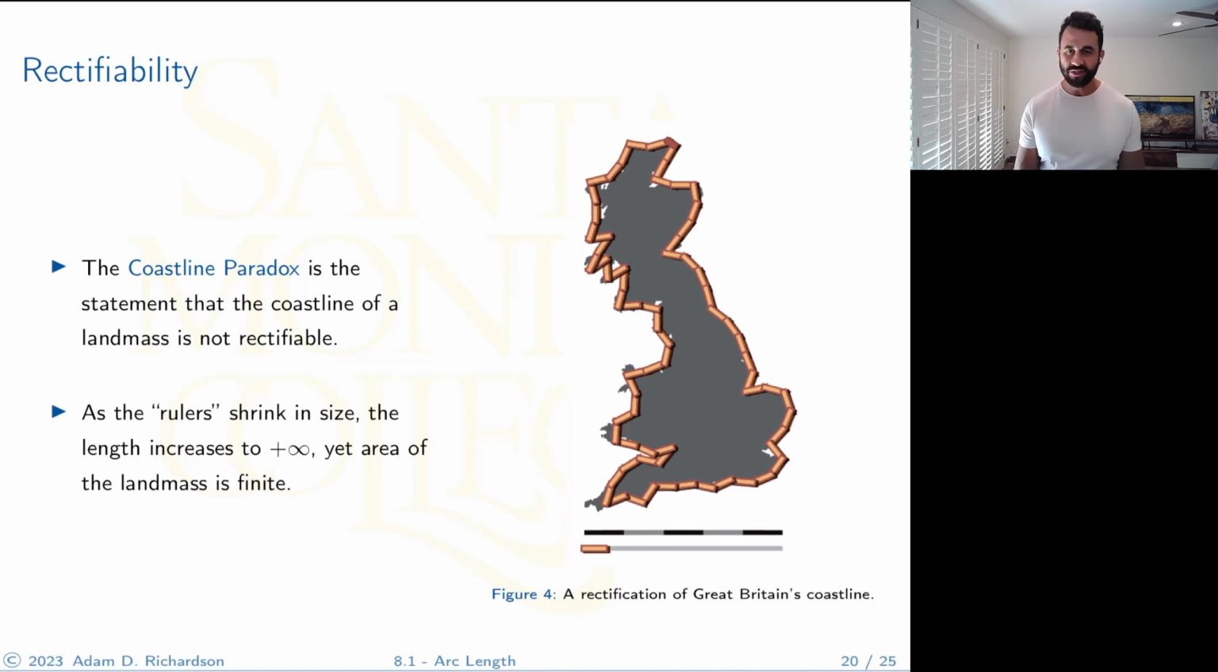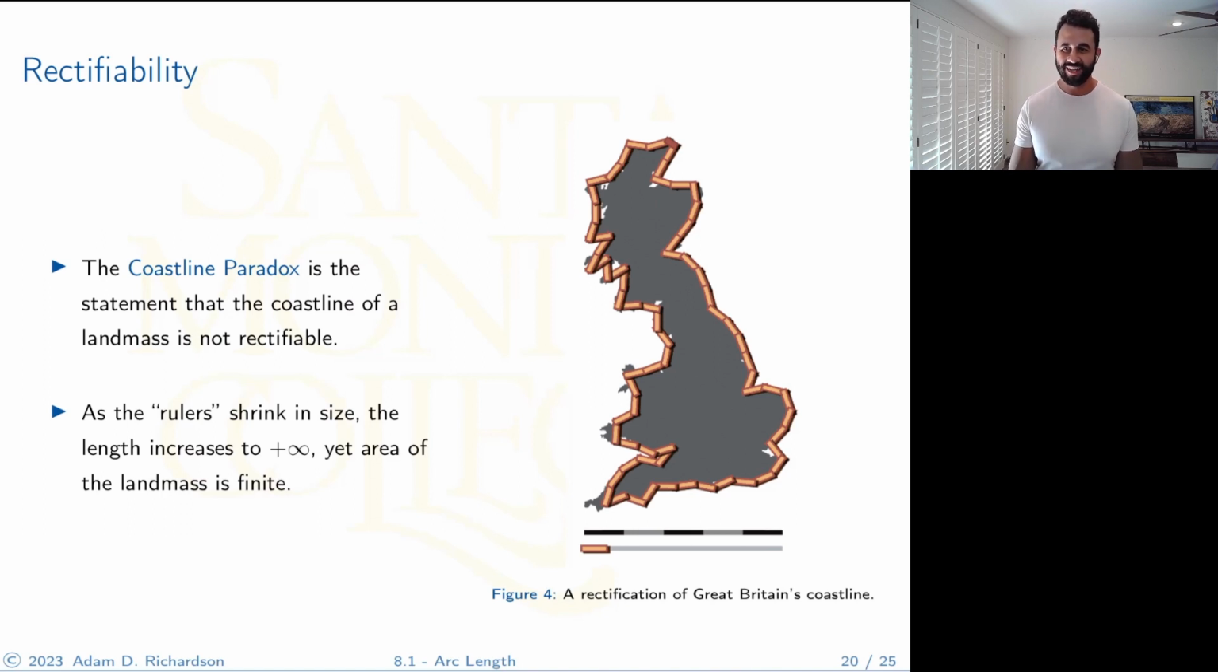So basically, what you do is you come up with a bunch of rulers and you try to measure the length of a coastline, and you get some number and you write that number down. And then you shrink the size of the ruler. So make the rulers a little bit smaller. And when you do that, the length of the coastline will increase. And then if you shrink the rulers a little bit smaller, the length of the coastline will increase even more.